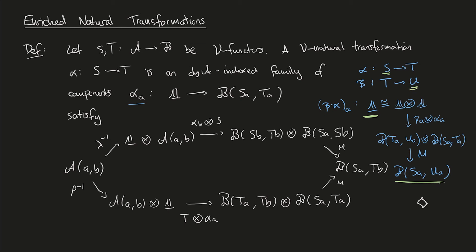Okay, so we've seen how to define enriched natural transformations, and we've seen that in the case where V is set, we get back our usual definition of a natural transformation, and moreover we can compose two natural transformations vertically. With that, let's turn to an example.